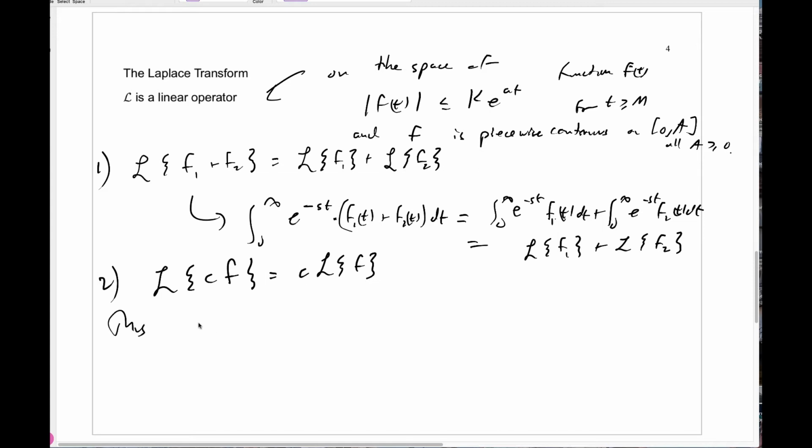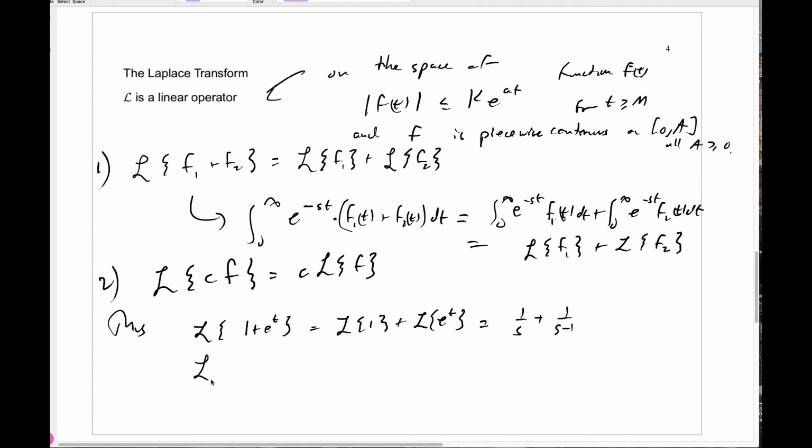It says you can thus take the Laplace transform of any linear combination of functions, and it's just a linear combination of those Laplace transforms. So what if I want the Laplace transform of the function 1 plus e to the t? Well, that's just the Laplace transform of 1 plus the Laplace transform of e to the t. Now, what was the Laplace transform of 1? That was just 1 over s. We computed that before. What's the Laplace transform of e to the t? That's just 1 over s minus 1.